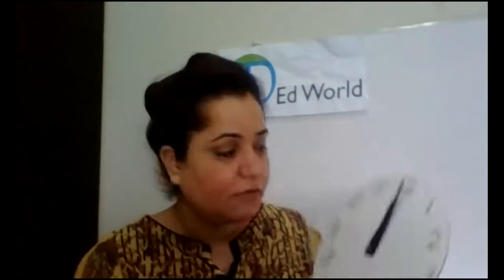2, 2 o'clock, 3, 3 o'clock, 4, 4 o'clock, 5, 5 o'clock, 6, 6 o'clock, 7, 7 o'clock, 8, 8 o'clock, 9, 9 o'clock, 10, 10 o'clock, and 11, 11 o'clock. And then when they are like this, it is 12 o'clock. When they're overlapping, that shows us this is 12 o'clock.